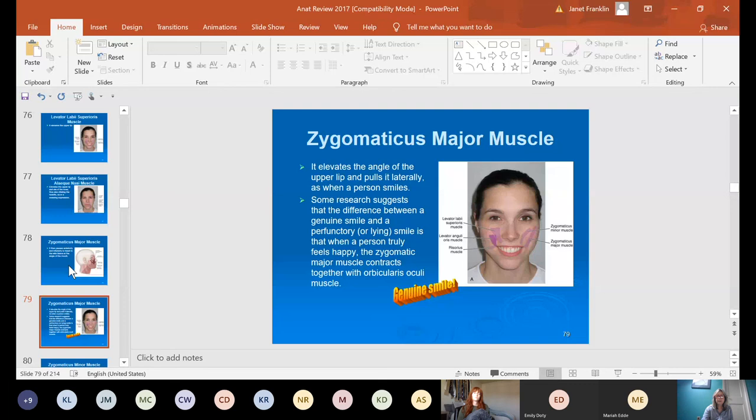Some research suggests that the difference between a genuine smile and a perfunctory or lying smile is that when a person truly feels happy, the zygomatic major muscle contracts together with the orbicularis oculi muscle. So when you're really genuinely smiling, it contracts the eyes a little bit. And you've probably seen that or done that before, where you're looking at a picture and somebody's smiling like this. You can tell they're forcing a smile, as we would say. They're forcing themselves to smile. When they're truly smiling, their eyes squint up.